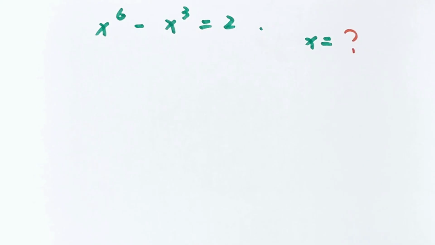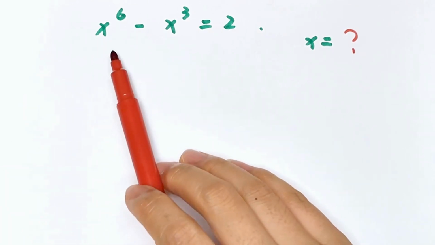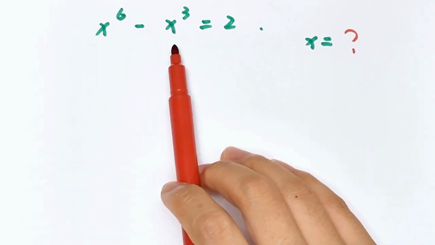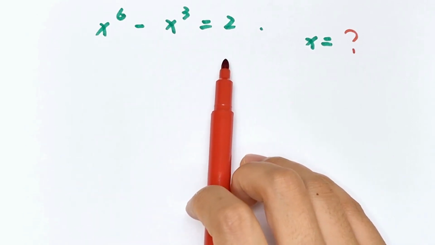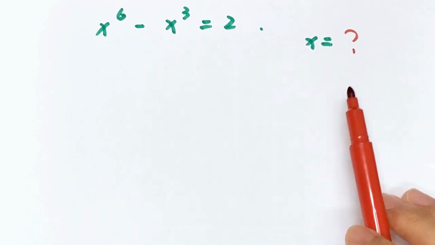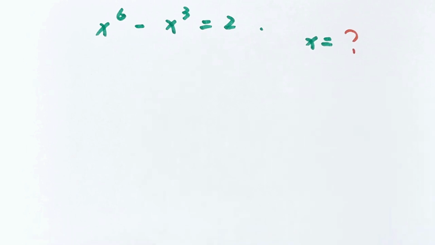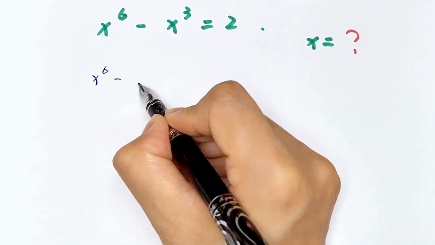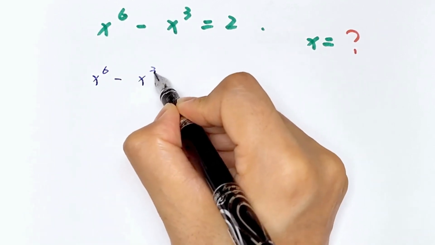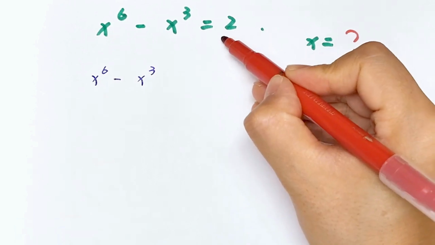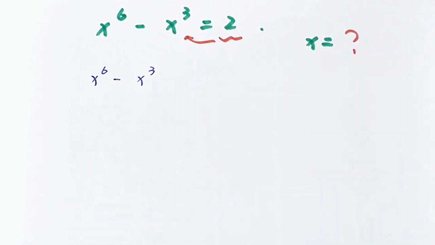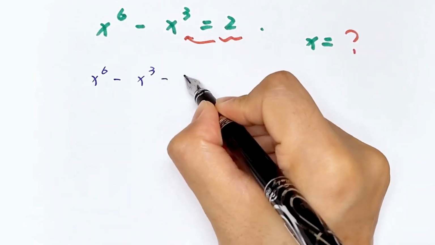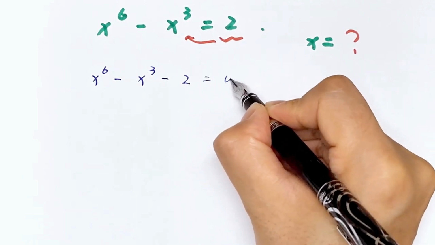Hello, welcome to Maths4U. How to solve x to the power 6 minus x cubed is equal to 2. To find the value of x, our equation will be x to the power 6 minus x cubed. We take this to the left side. Minus 2 is equal to 0.